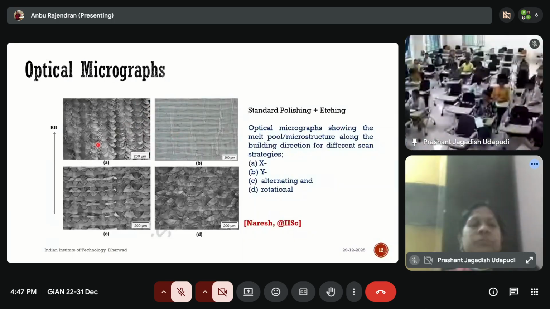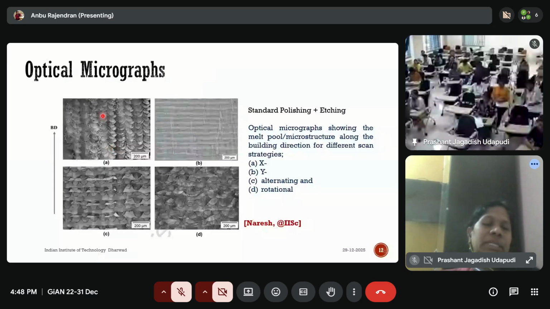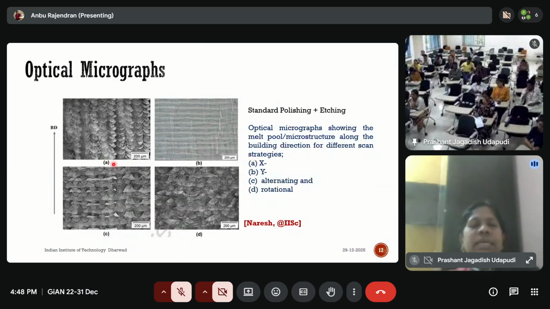This is an optical micrograph of an additive manufactured sample. You can see the individual pools, how they got deposited during the printing process. Okay, so in all directions, one is the x direction, the y direction, and the same printing done by alternating x, y like that. This is rotational, like rotating the axis and printing. So how all these actions affect the internal structure of the 3D printed component has been studied using an optical microscope.